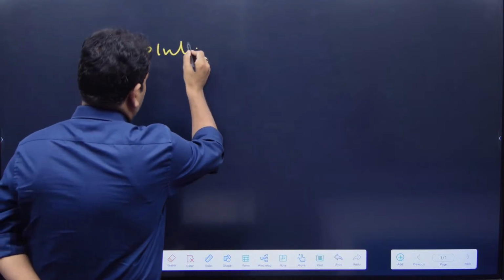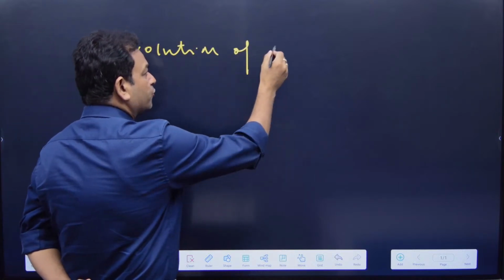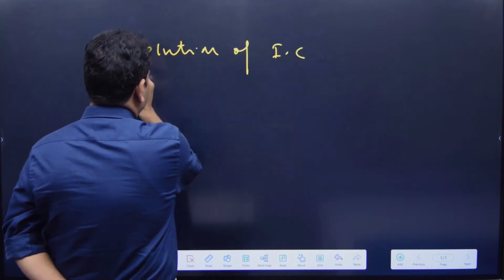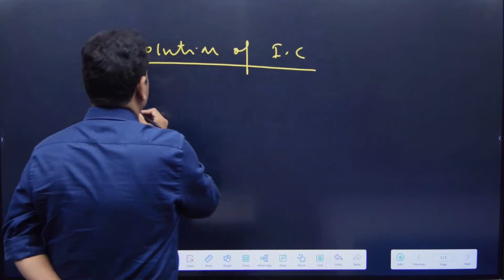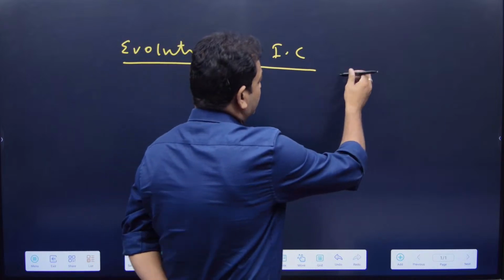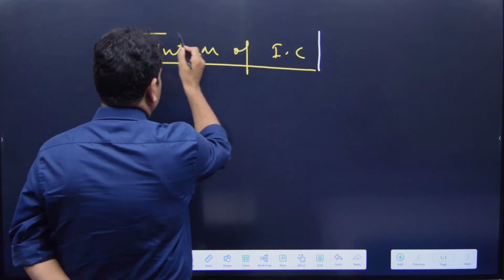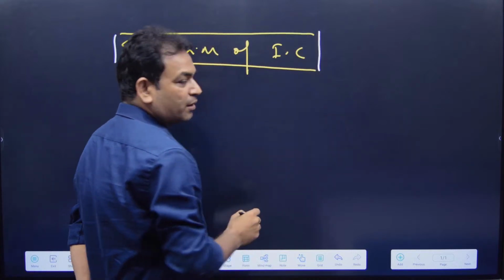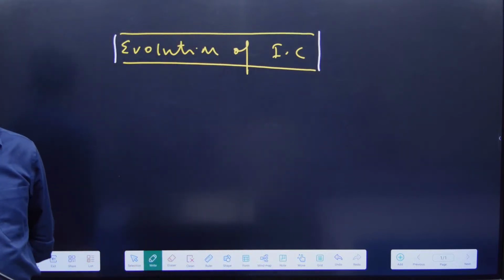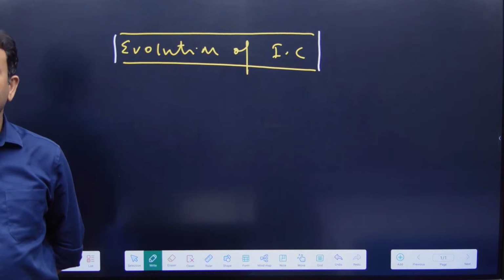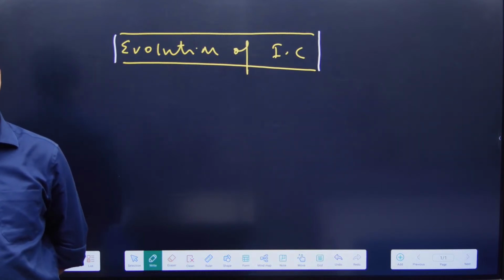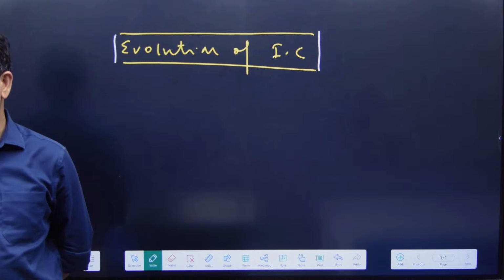Evolution of Indian Constitution. You know that our constitution came into commencement on 26 January 1950. But we had a constitution from 1773, although Indians were not involved in the making of the constitution.